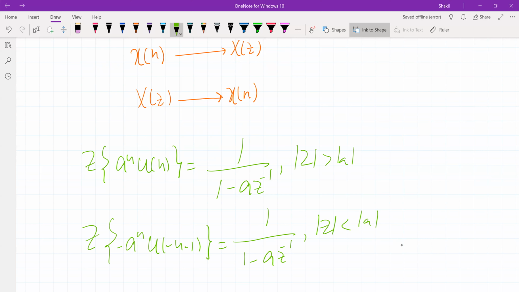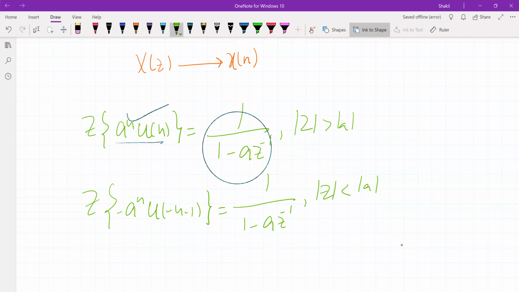What do you mean by direct mapping? Direct mapping means if Z transform of this is this, then inverse Z transform of this is simply this. That's the meaning of direct mapping between x of n and x of z. What we will do, we will convert every x of z into these two formats, and we'll see if the region of convergence is this, then inverse Z transform will be this. If region of convergence is this, then inverse Z transform is this. So we'll want to convert every Z transform in these formats.